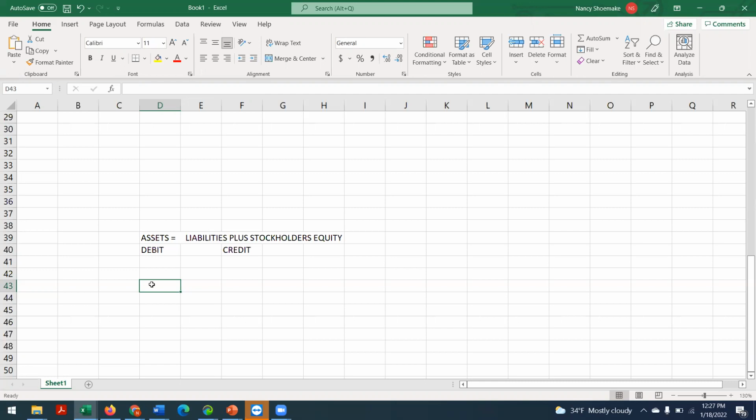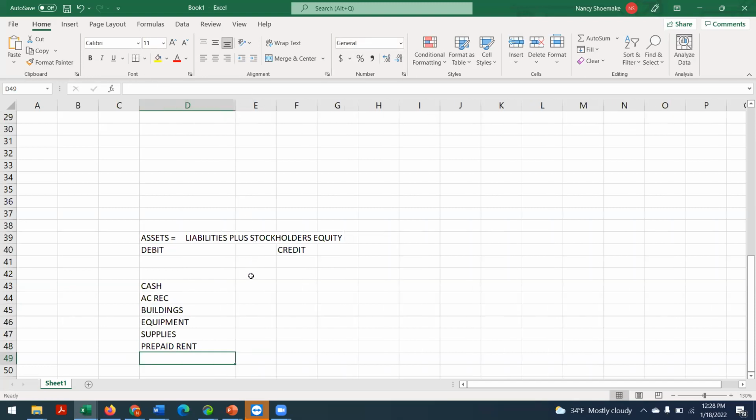So assets, guys, let's think of some assets. Cash, accounts receivable, buildings, equipment, supplies, prepaid rent, prepaid anything. Those are assets. Liabilities have the word payable after them, except deferred revenue.